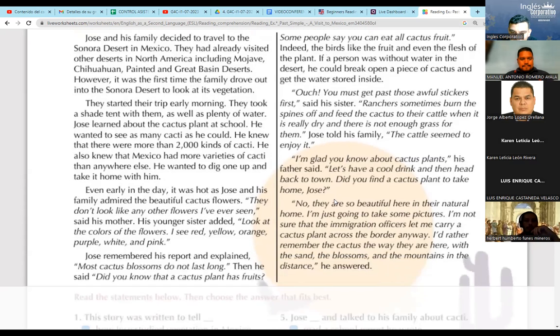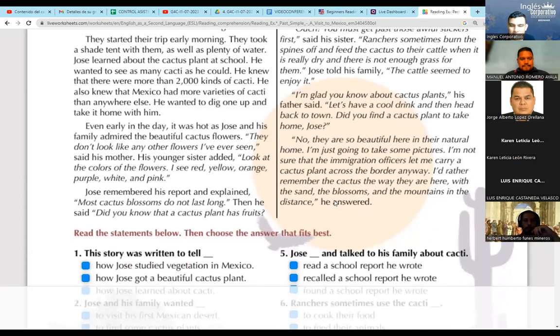Enjoy it, very good. I'm glad you know about cactus plants, his father said. Let's have a cool drink and then head back to town. Did you find a cactus plant to take home, Jose? No, they are so beautiful here in their natural home. I'm just going to take some pictures. I'm not sure that the immigration officer would let me carry a cactus plant across the border anyway. I would rather remember the cactus the way they are here, with the sand, blossoms, and the mountains in the distance, he answered.